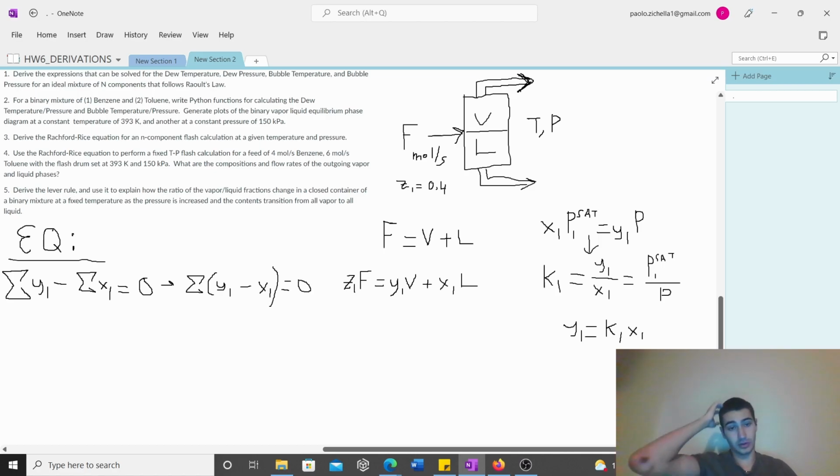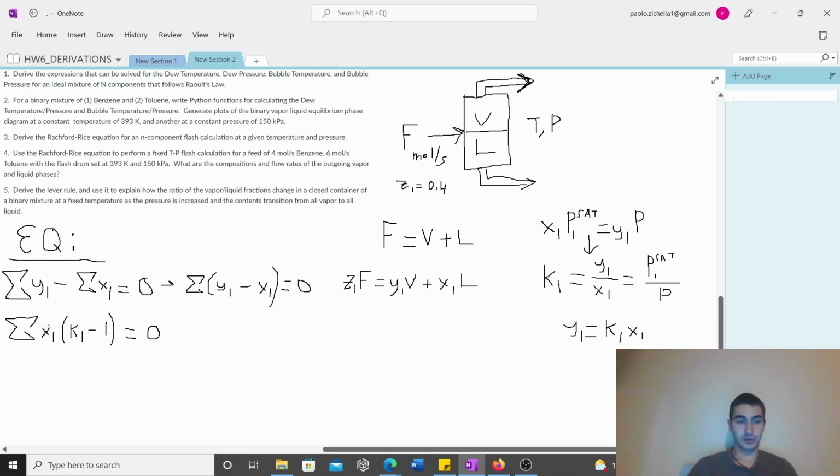However, we don't know either y1 or x1. We want to rewrite this with some of these variables that we have here, right? So the first thing I'm going to do is replace yi with Ki xi. So if we do that, we'd have Ki xi minus xi. So we can also rewrite this as simply the mole fraction in the liquid phase multiplied by Ki minus 1, right? Because it would be Ki xi minus xi. I'll write this in parentheses so it's easier to write down. This is equal to 0.